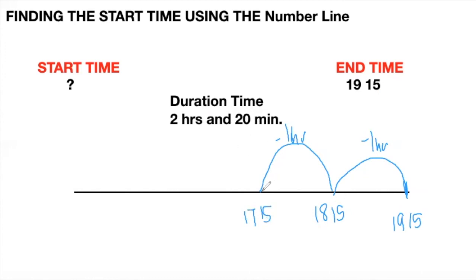And again, the 20 minutes can be divided as 15 minutes first. So that will give us 1700 hours. And to complete the 20 minutes, we have now to deduct the 5 minutes. So that will give us 1655, or also 4:55 p.m.